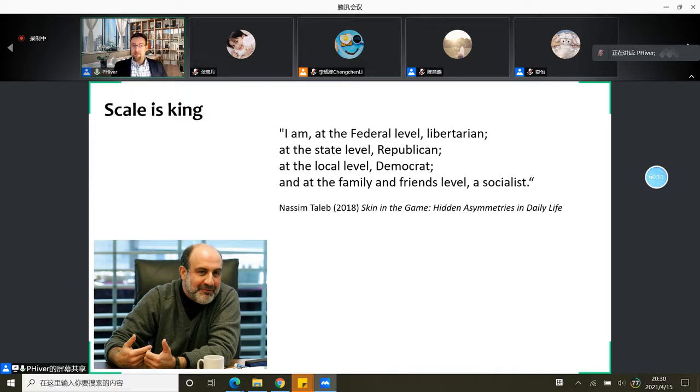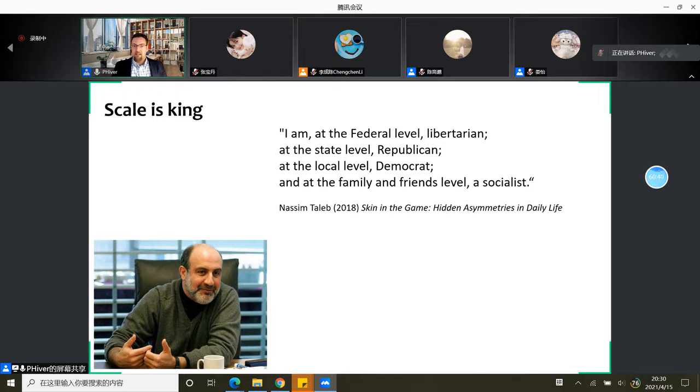He says, at the federal level, I'm libertarian. At the state level, Republican. At the local level, Democrat. And at the family and friends level, I am a socialist. Now, here's what he meant. In reality, when it comes to human behavior and development, it's often the context or the scale that's the most important thing. It determines how people think, how we feel, how we act.